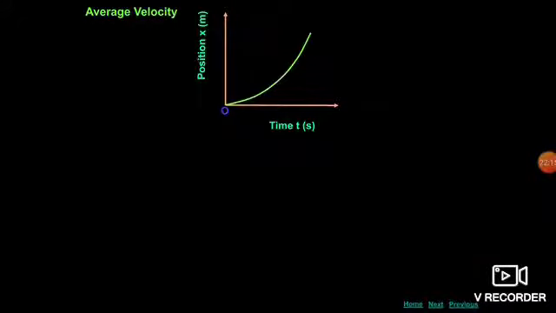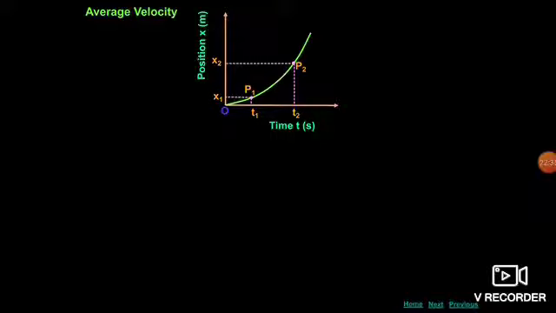Average velocity: there is one position-time graph we have seen. Point P1 we have chosen. If from this point P1 we draw a line to the position axis, it is going to be x1 from origin O, whereas on the time axis it is showing time T1 from origin O.